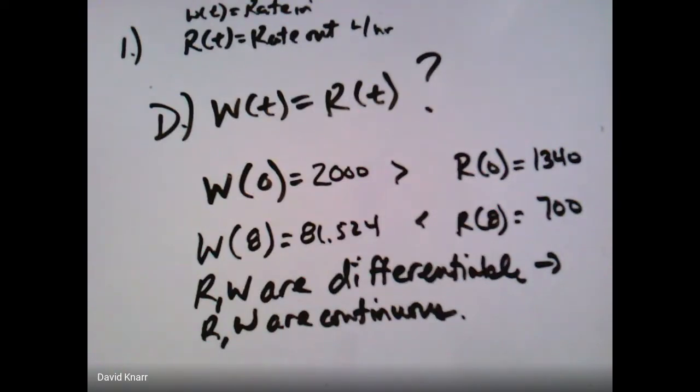Now, if one is faster than the other for a while, then it switches, then at some point they must have been the same. They must have been equal at some point. So that would be your answer here. So the answer is yes.